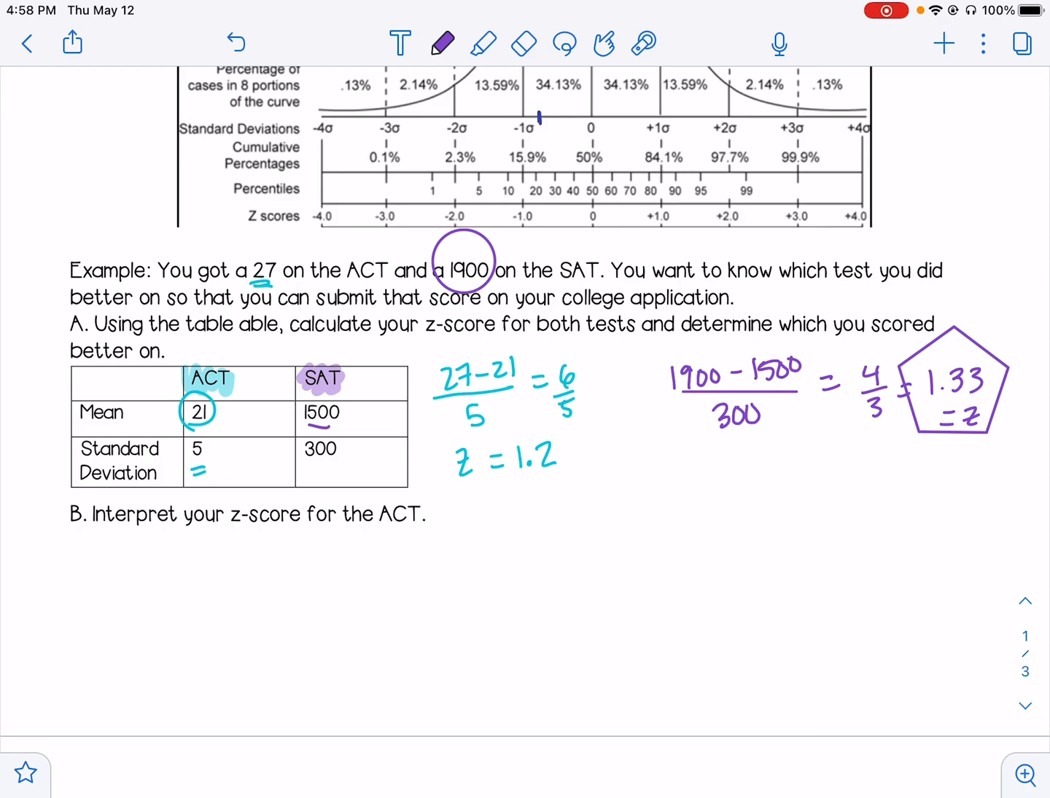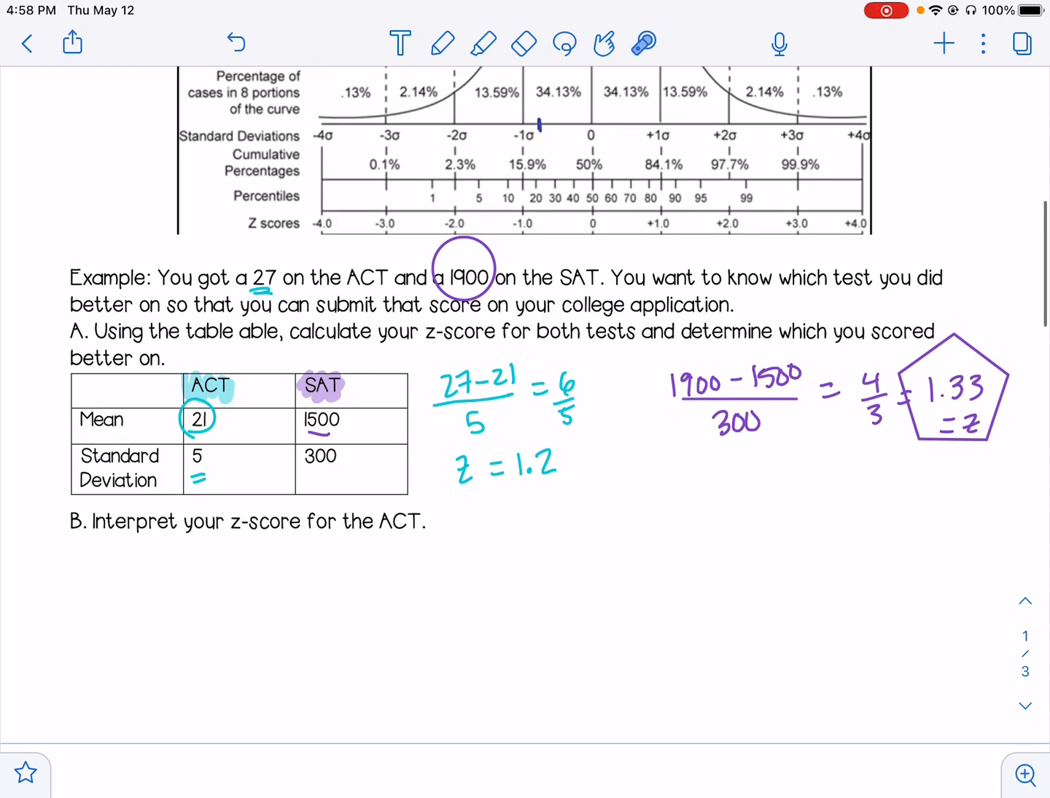Interesting shape there. So even if we just come over here, we can see immediately a 27 is greater than a 21. So we did better than the average on the ACT. A 1900 is greater than a 1500. So we also did better than the average on the SAT. But honestly, looking at this, I'm going, okay, 21 to 27, that's 6 whole points. 1500 to 1900, that's 400 points. So 6 versus 4, my gut instinct would have said I did better on the ACT.